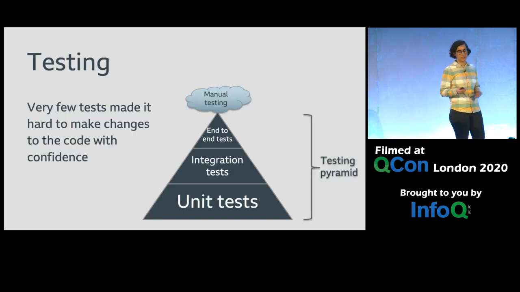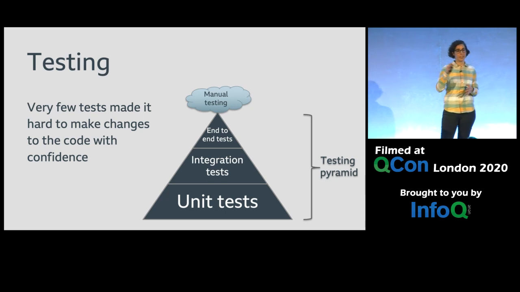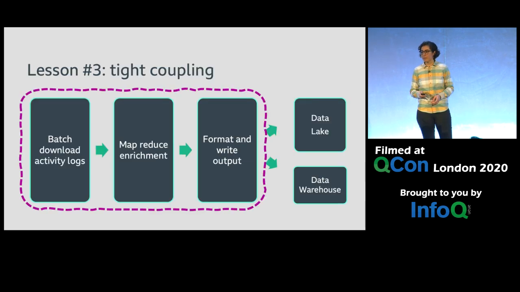And also because we had not really invested in enough testing at the upper layer of the testing pyramid, which is the end-to-end. We really didn't have a reliable way of putting data in through one end and then validating at the other end. We had a lot of unit tests that check the different functions, but not so much at the top. A third lesson, tight coupling.